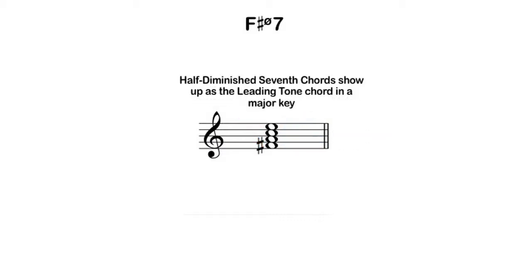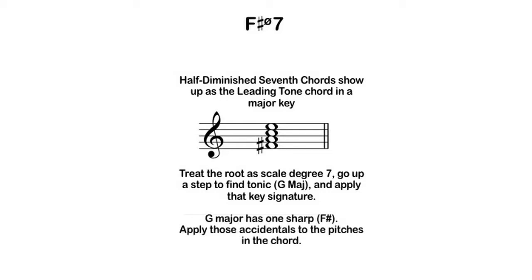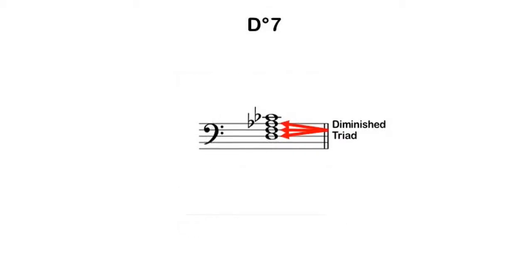Using the scale degree method, half-diminished 7th chords show up as the leading tone 7th chord in a major key. In this case, we're still in G major. So the key signature for G major is 1 sharp, which is F sharp, which is already accounted for because of the chord root. I don't need to adjust any other pitches. Let's make it a little bit more complicated.